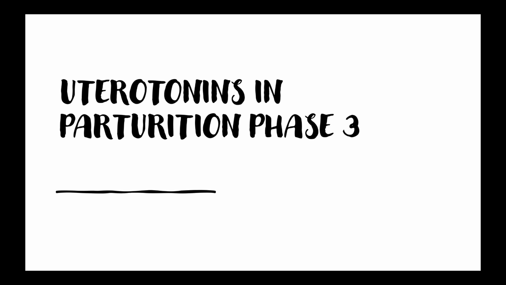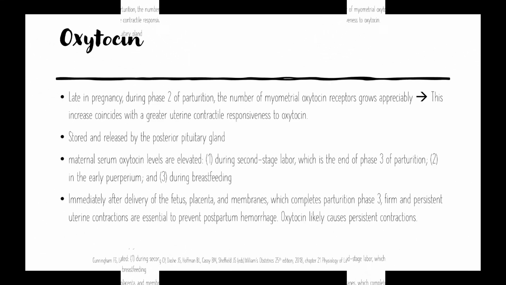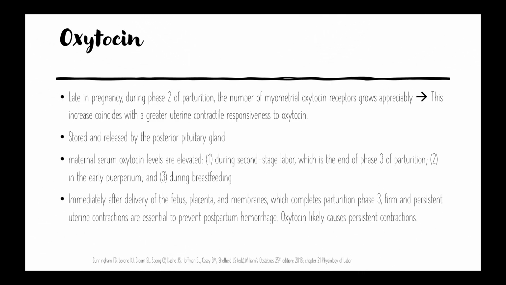Now we talk about the uterotonins during parturition in phase 3. So first, let's talk about oxytocin. During latent pregnancy, during phase 2 of parturition, the number of myometrial oxytocin receptors grows appreciably. And this increase coincides with a greater uterine contractile responsiveness to oxytocin. Oxytocin is stored and released by the posterior pituitary gland. And maternal serum oxytocin levels are elevated during the second stage of labor, which is the end of phase 3 of parturition, in the early puerperium, and during breastfeeding.